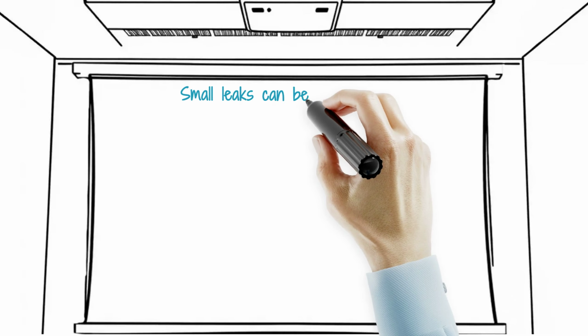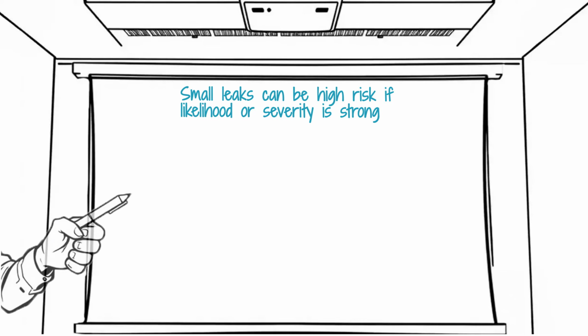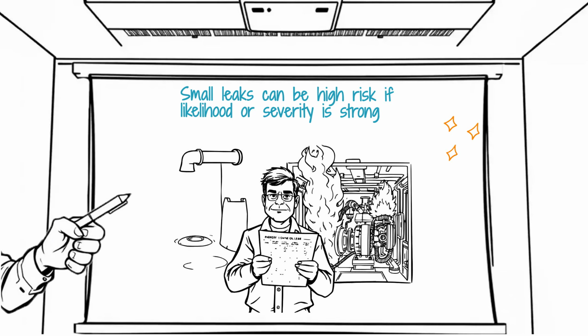For instance, a small oil leak in the engine room might have a high likelihood but low severity, while a catastrophic fire has a low likelihood but extreme severity, both potentially resulting in a high priority risk overall.